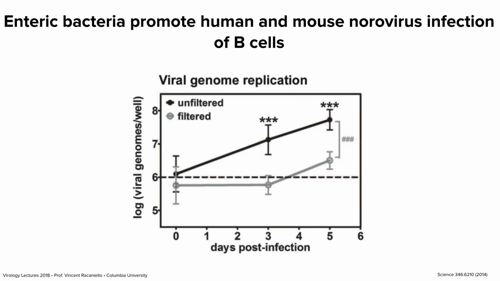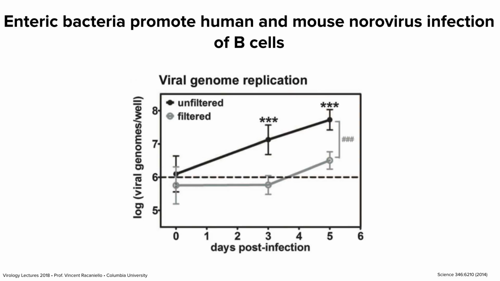So here's an experiment where they take some diarrhea from an infected person. They either filter it or don't filter it. They filter it to remove the bacteria, right? 2.2 micron filter, the virus goes through, the bacteria remain on the filter. Unfiltered, it's growing. This is viral genomes in time post-infection. If you filter it, it doesn't grow well.